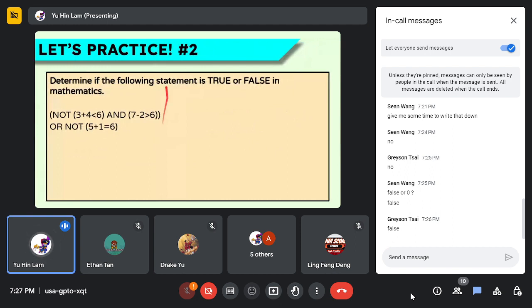We also have practice number 2. This one could be a little harder. Since we use this in mathematics, we would just solve all the math normally, and then also apply all our Boolean algebra operators. I'll give you guys like 1 minute, 2 minutes, 3 minutes.